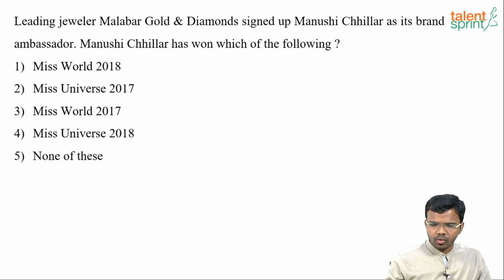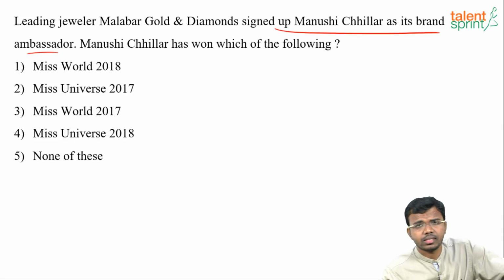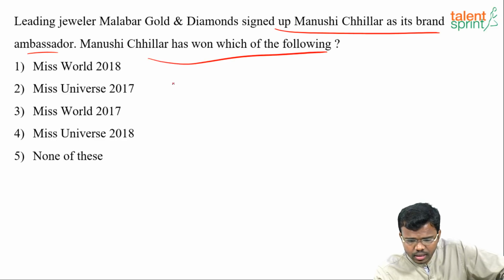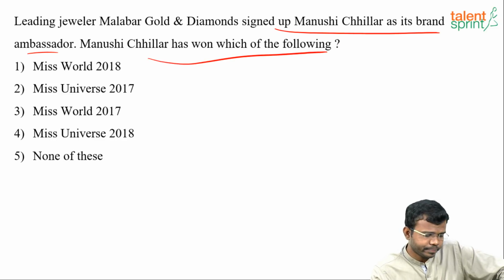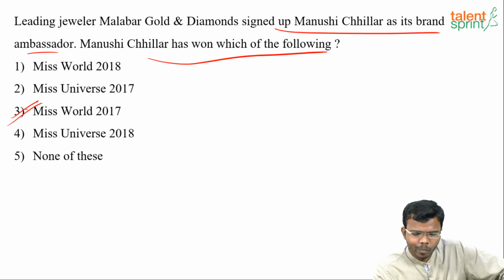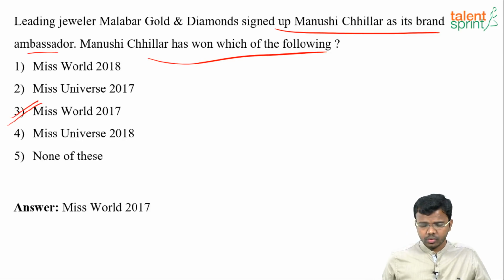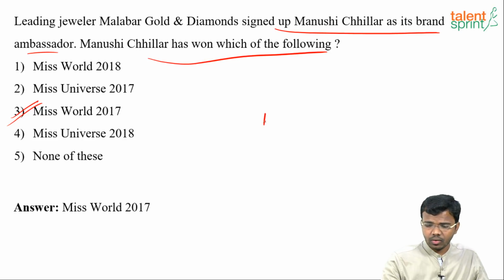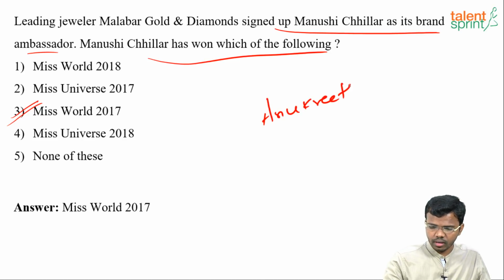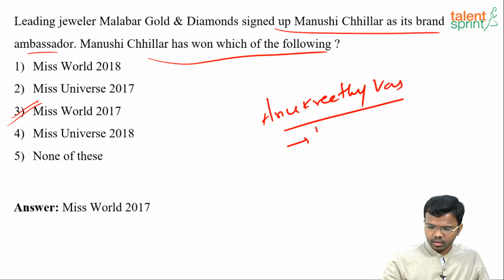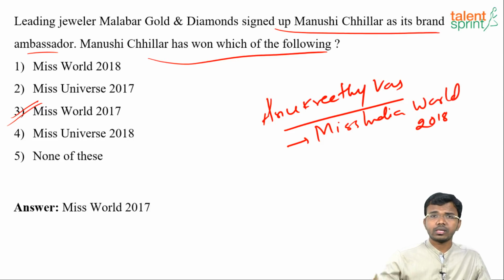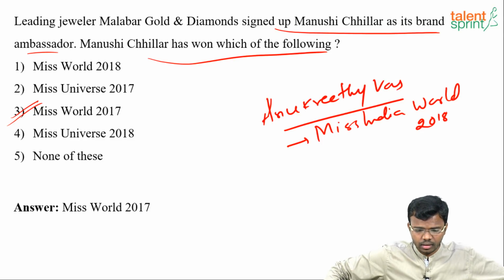Leading jeweler Malabar Gold and Diamonds has signed up Manushi Chhillar as its brand ambassador. Manushi Chhillar has won which of the following? Yes, she has won Miss World 2017. Okay, recently Anukreethy Vas has won Miss India World, right? From Tamil Nadu. Okay, Manushi Chhillar was Miss India World for 2017. Okay.